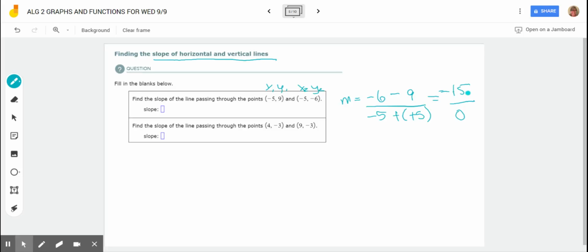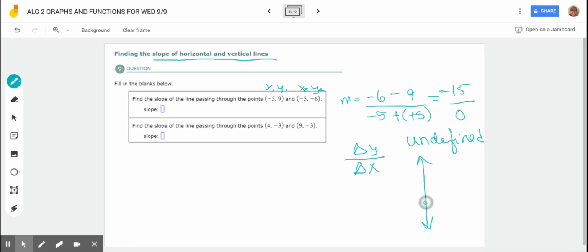It is undefined in math. We don't know what happens when a 0 is on the denominator. This is undefined. Well, what kind of line has an undefined slope? Okay, that is going to be a vertical line. And I'll tell you how you can kind of remember it. Okay, so it's undefined because remember, the slope is the change in y over the change in x.